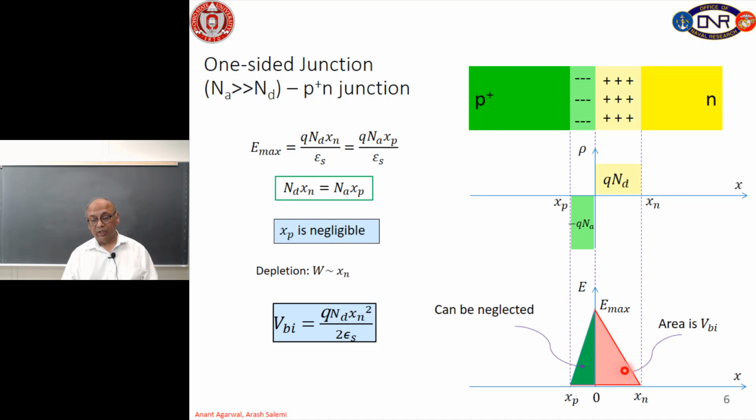Then your total W is simply x n, and you can show from the equation in the previous slide that for the area under this triangle, we can only consider the red area, we can neglect the green area because x p is negligibly small. Then the area under the red triangle is simply Q N D x n squared divided by 2 epsilon s, because my maximum electric field is Q N D x n over epsilon s. You can calculate the area of the triangle by this dimension times this dimension divided by 2. So, that is a simple equation that tells us that if I equate this to the built-in voltage from the previous equation, which is kT over Q times the natural log of N A N D over N I squared, we can now start to calculate what the depletion width is and what N D might be.